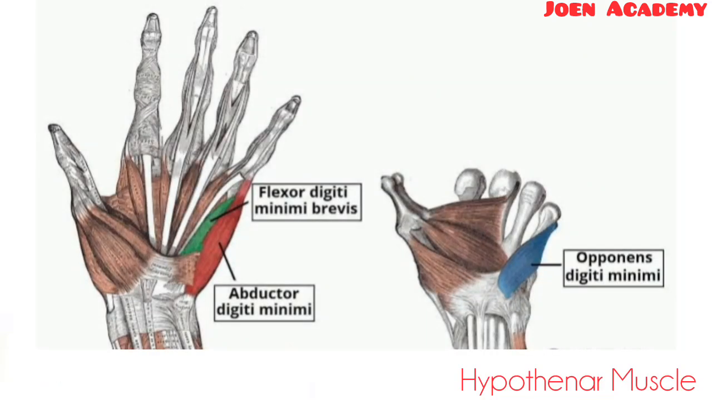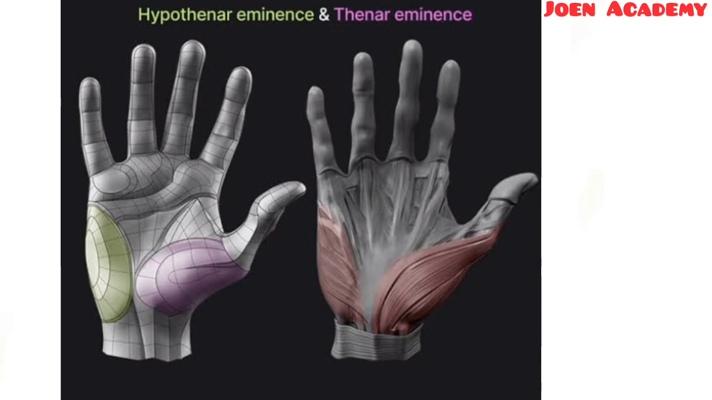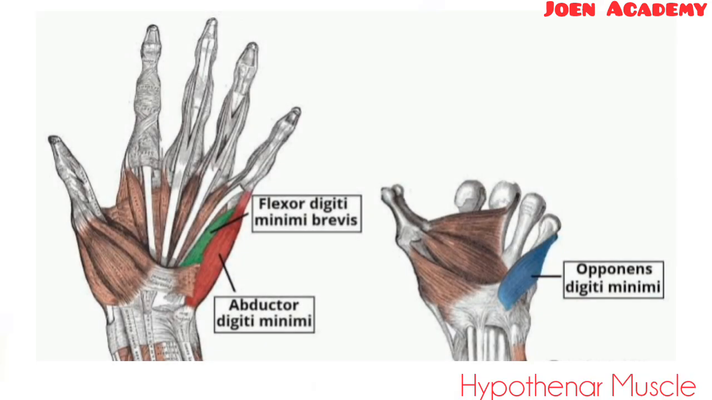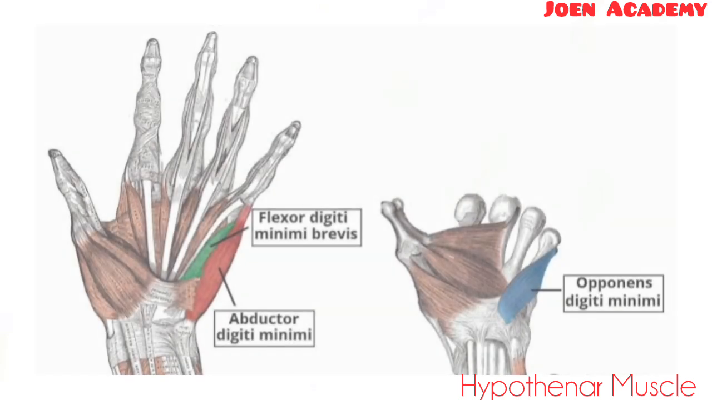Let's look at the hypothenar muscles. The hypothenar muscles form the hypothenar eminence, just as the thenar muscles give rise to the thenar eminence. The hypothenar eminence is a muscular protrusion on the medial side of the palm at the base of the little finger. These muscles are similar to the thenar muscles in both name and organization. They include the opponens digiti minimi, the abductor digiti minimi, and flexor digiti minimi brevis. These muscles are innervated by the ulnar nerve. Let's take them one after the other.